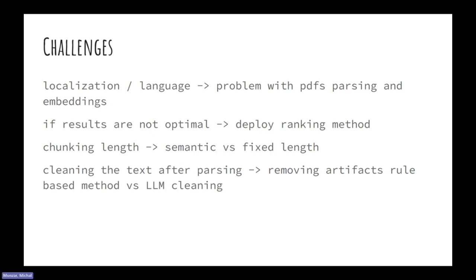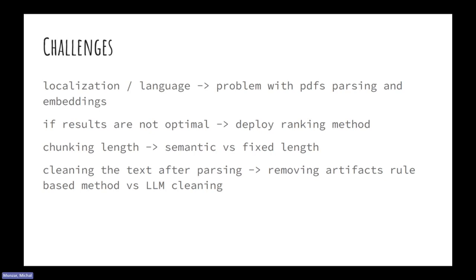Also, results returned by the pipeline may not be optimal, so they need to be optimized by deploying a re-ranking method. The ranking method is basically evaluating the provided scores and provided text and deciding which text fits the user question the best. So by doing that, we can improve the overall results.